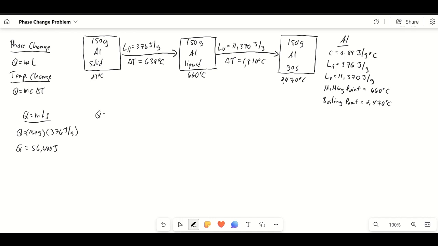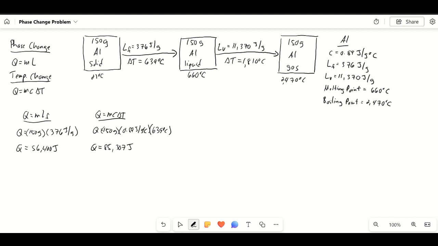We also are changing our temperature, getting to our melting point. So we need Q equals MC delta T. So Q equals 150 grams, our specific heat capacity for aluminum is listed up here, it's 0.89 joules per gram degrees Celsius. And our change in temperature, the first one, is 639 degrees Celsius. So we multiply all those together, and it's actually 85,306.5, I'm just going to round it up to 85,307 joules.